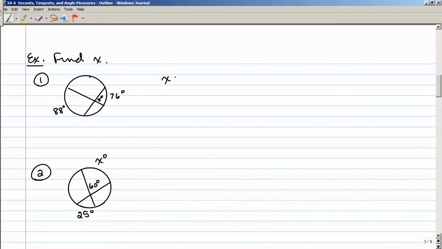So the measure of that angle is going to be 1/2 of the arc that it intercepts, which is 76, plus the arc that its vertical angle intercepts, which is 88. And doing that in the calculator, I get that that is 82 degrees. So the measure of angle x is 82 degrees.